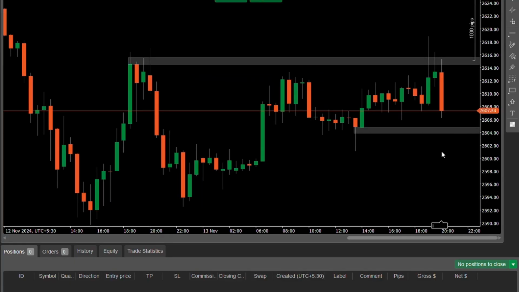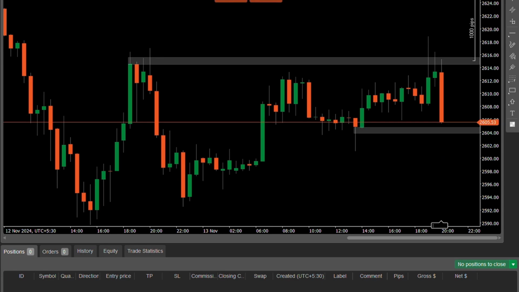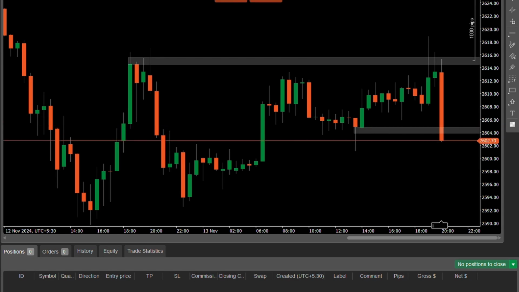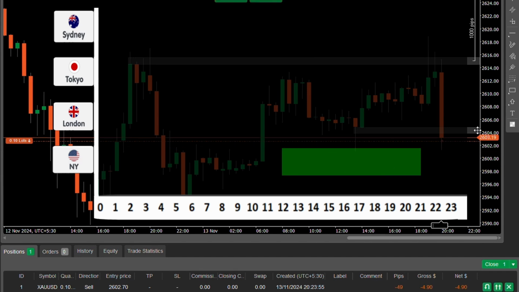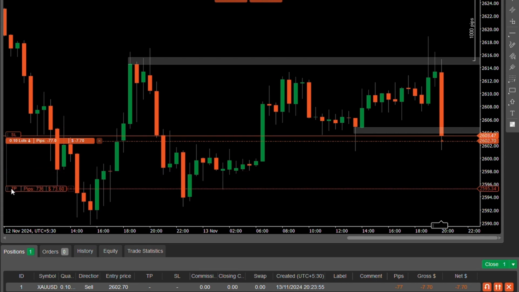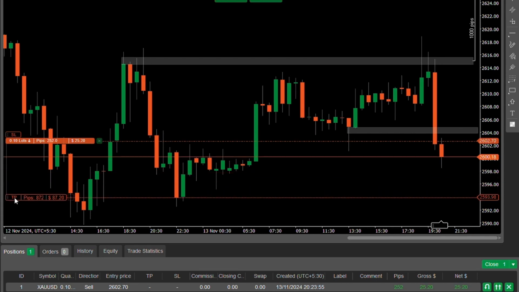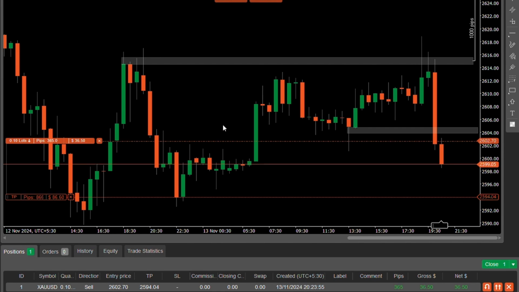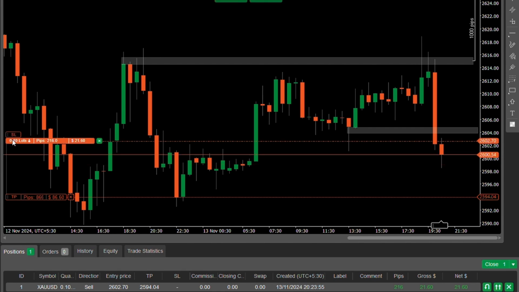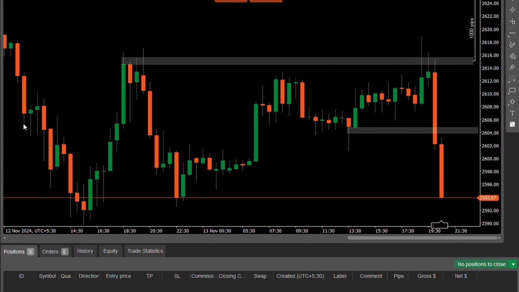We have the New York session, or North America, because this whole session represents New York. The New York session opens at 12 p.m. and closes at 9 p.m. as per GMT. Those are the three major market sessions in Forex: the Asian, the New York or North American, and the London or European session.